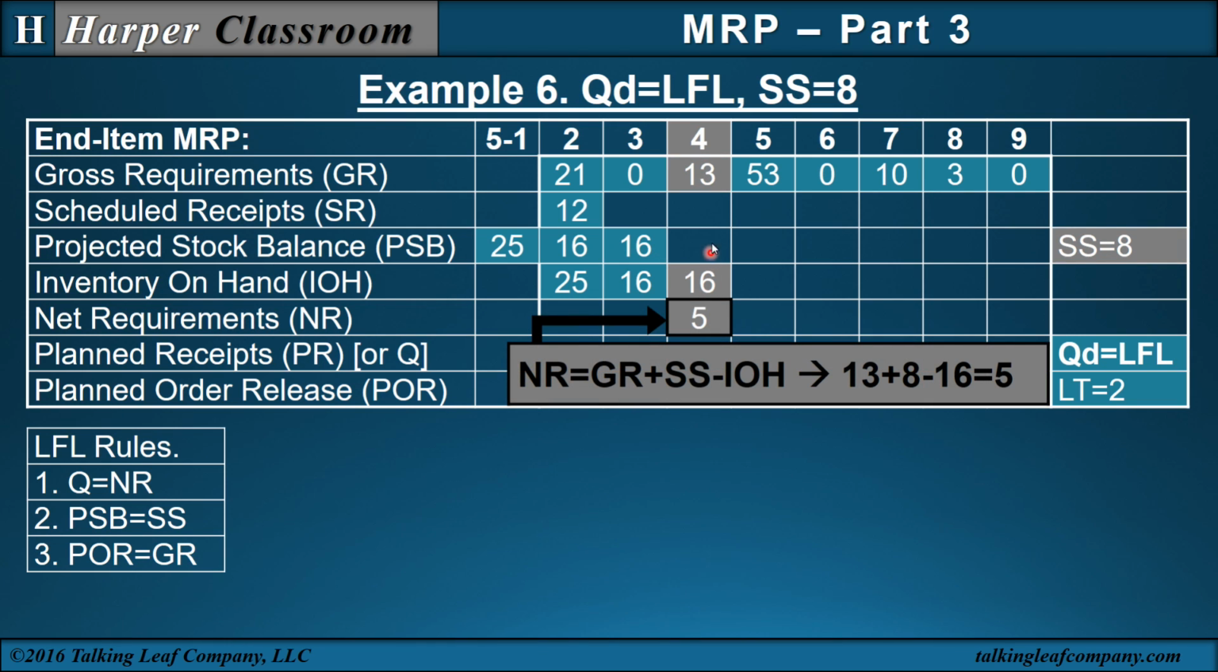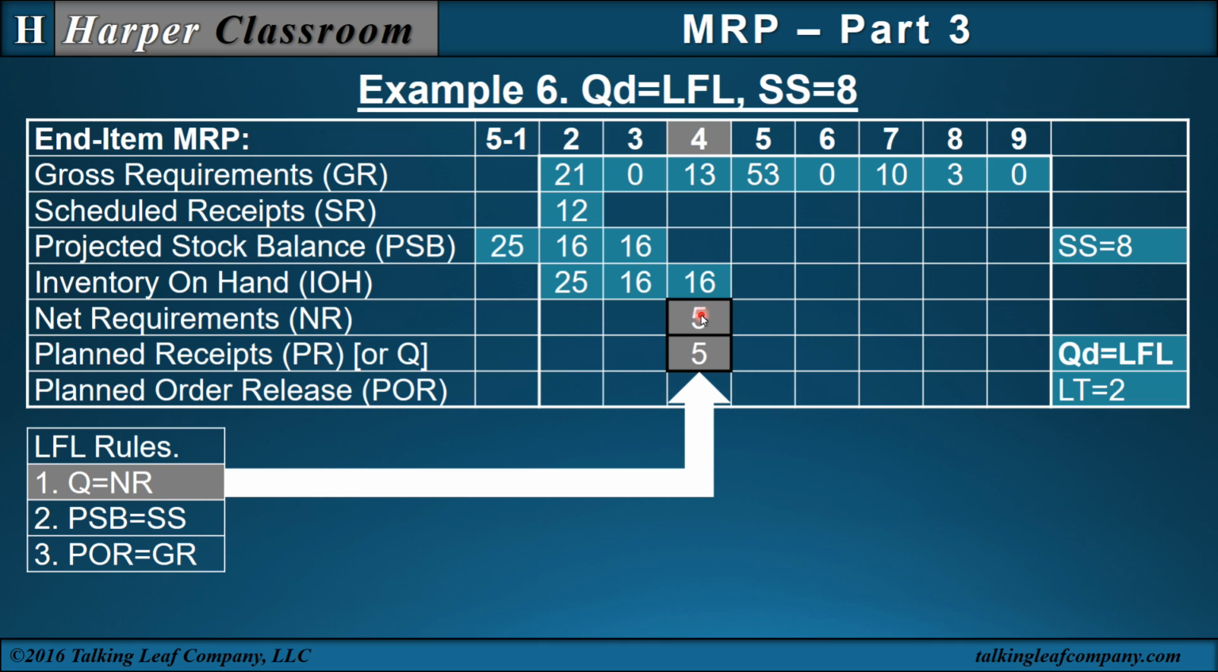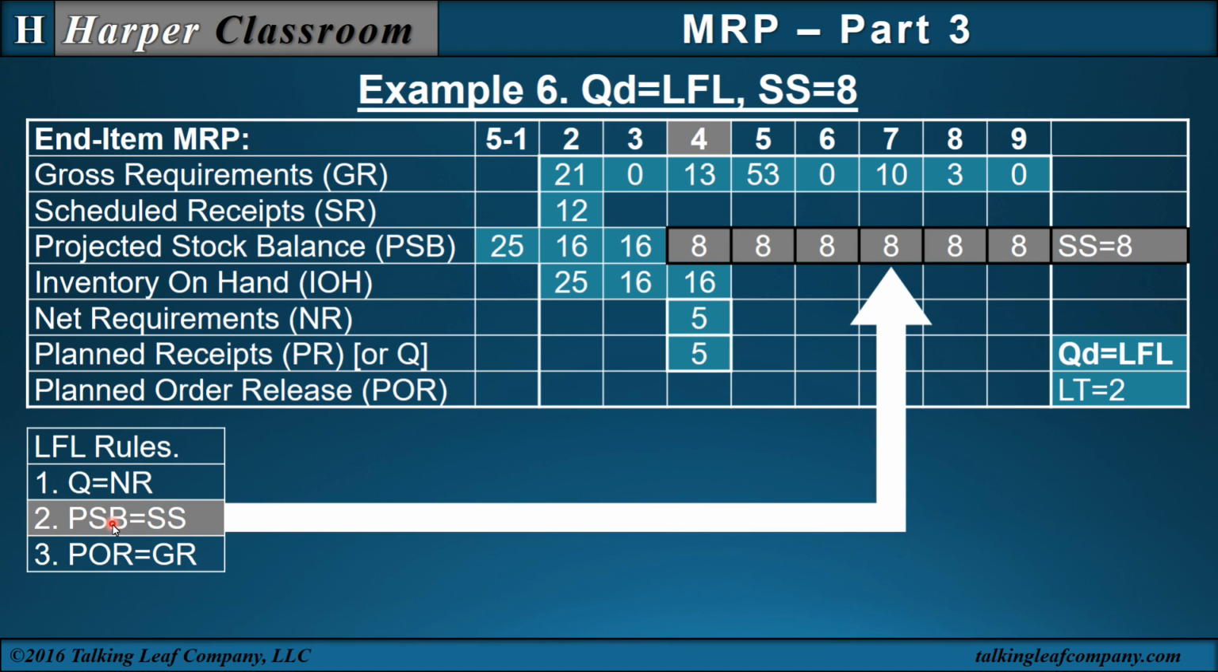And so for this time period, we have a gross requirement of 13, a safety stock of 8, minus an inventory on hand of 16, leaves a net requirement of 5. And now the first LFL rule. When we determine that first non-zero net requirement, the lot size is always equal to the net requirement. LFL rule number 2. Once we've determined that first lot size, then the projected stock balance from that period on is going to equal the safety stock.